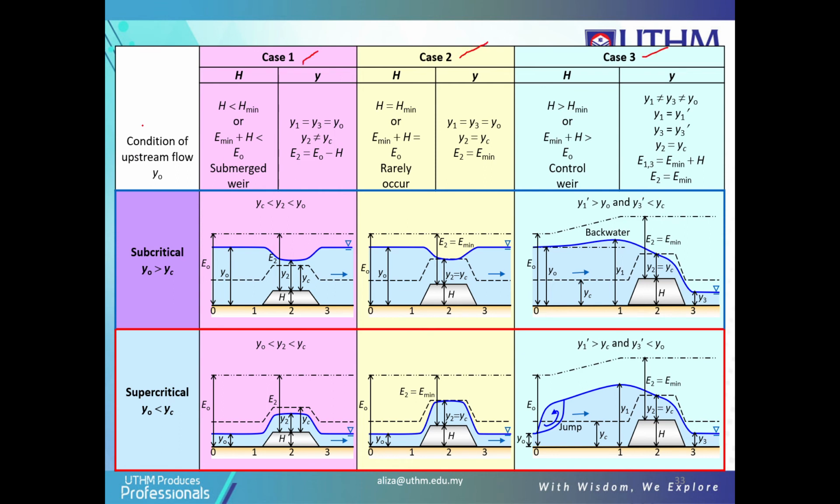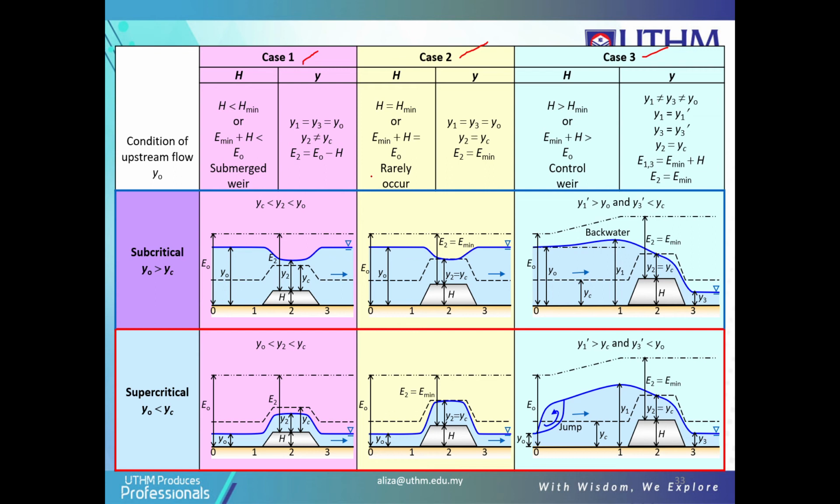Okay, so the condition of upstream flow when y is the y here, with case 1 with the h and y here. H less than h minimum, or e minimum plus h is less than e naught, e at the normal, is a submerged weir. We get y1 is equal to y3 is equal to y naught. So actually this table is given. Okay, no need to worry.